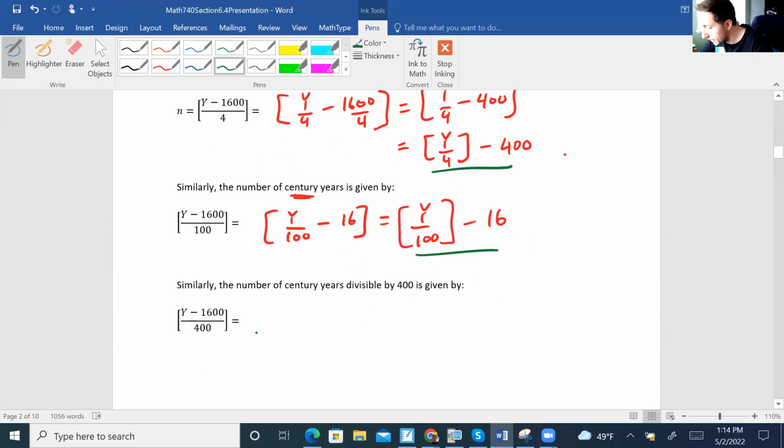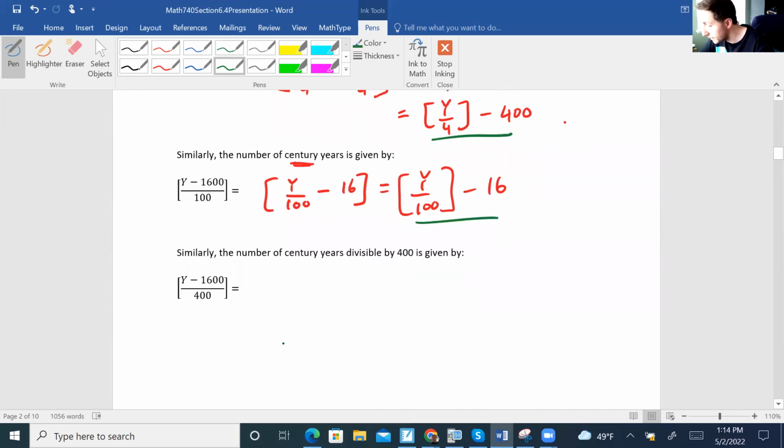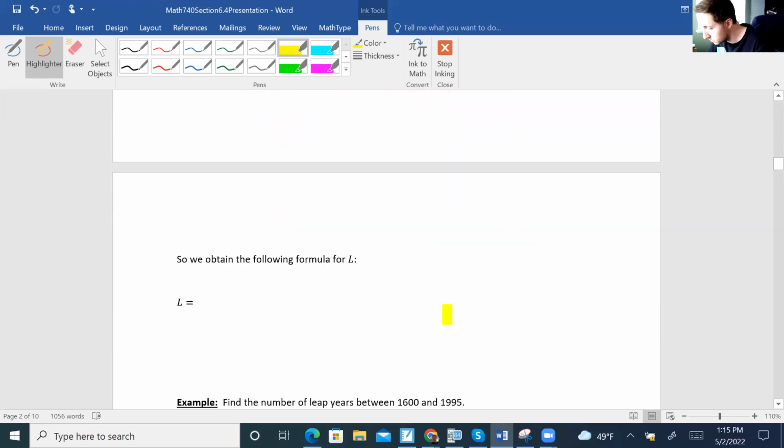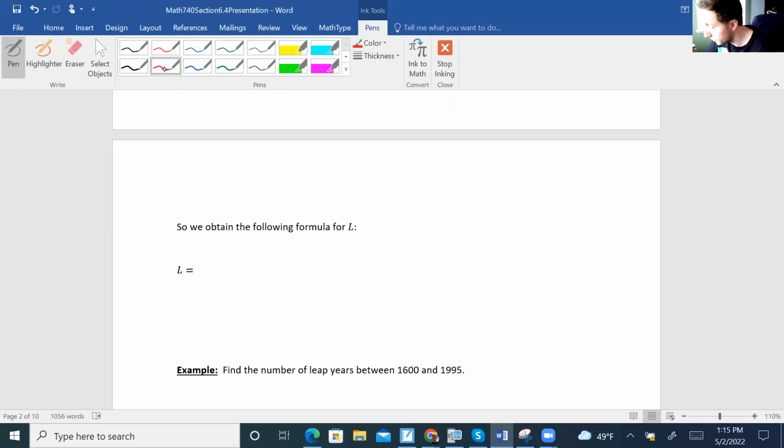Last but not least, we have to add back in the number of century years that are divisible by 400, since we got rid of them in step 2. So one more time, split the fraction up. This time we're dividing by 400, so this would be a 4. And using property 2a one more time, I get the greatest integer function of Y over 400, minus 4. And so all we're really going to do is take the result from step 1, subtract the result from step 2, and then add back in this result from step 3. And so this allows us to obtain the following formula for the number of leap years.